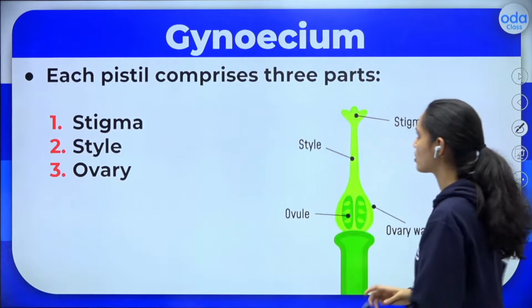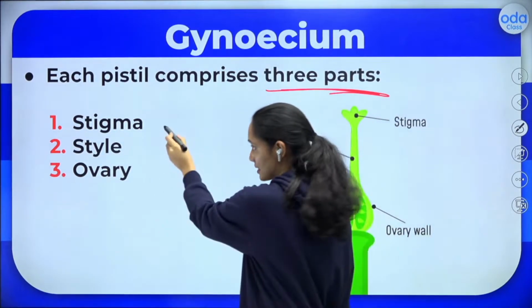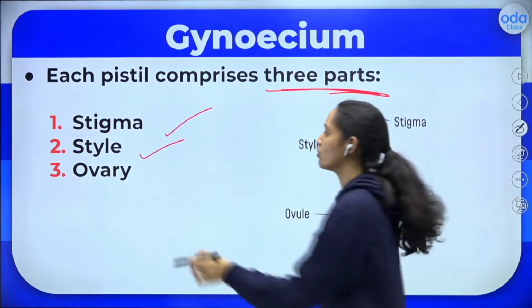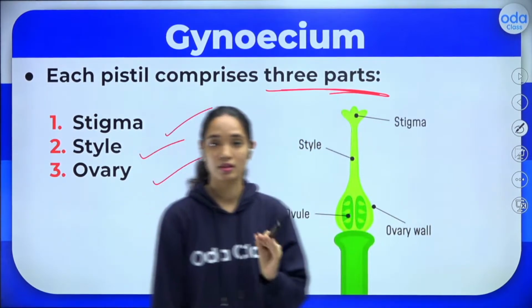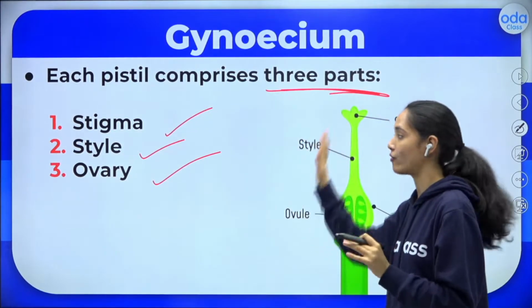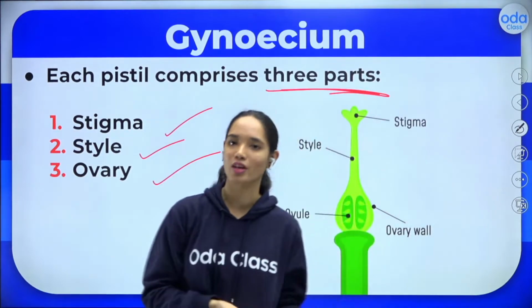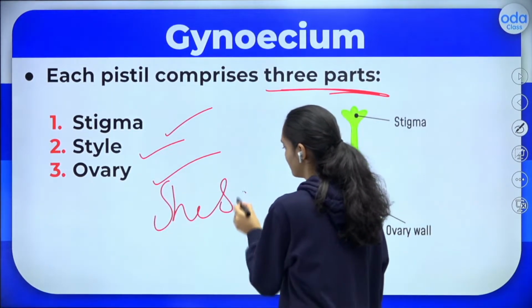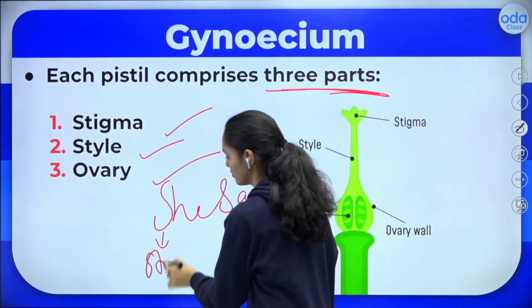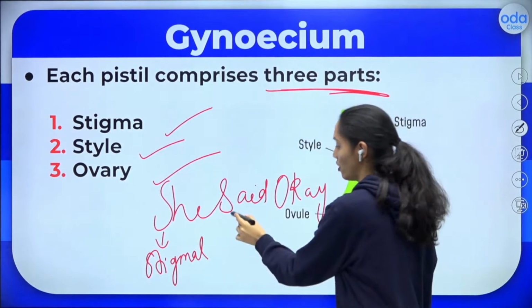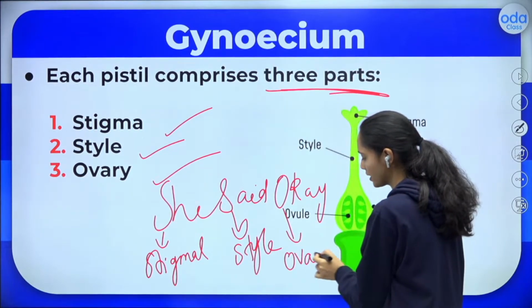Moving ahead, my dear students. This pistil comprises three main parts. What are those? Stigma, style, ovary. These three are the main parts of a pistil. Each pistil will have these three parts. How are you going to remember? I will give you a trick. She said okay. The S of she stands for stigma. The S of said stands for style. And OK's O stands for ovary. So you have your three parts, isn't it?